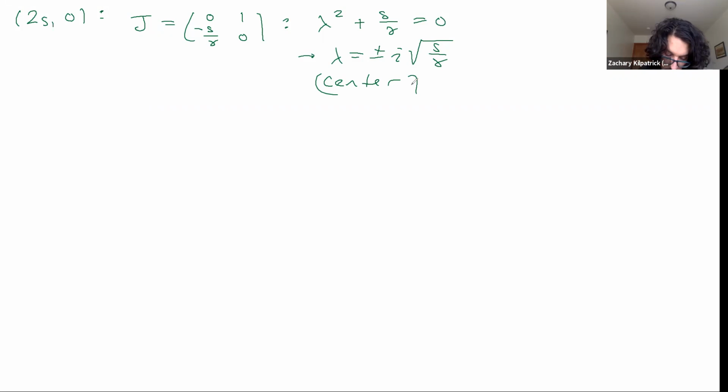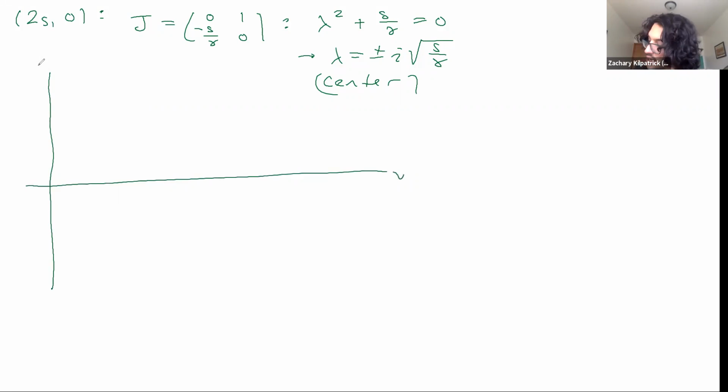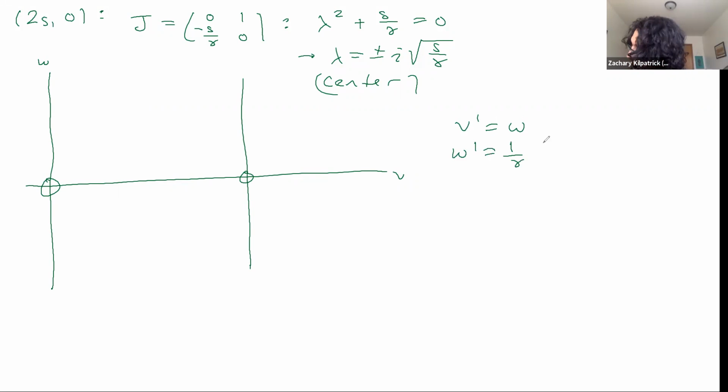So let's then try and draw essentially what's happening in this. So let me redraw our phase plane here. This is V, W. Here's our center here, and here's our saddle, okay? And if I look up here, okay, V prime equals W, W prime equals 1 over gamma. Let me just kind of rewrite everything so that we can take a look. S times V minus V squared over 2.